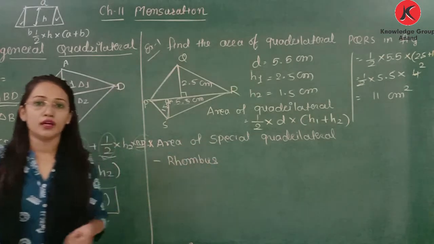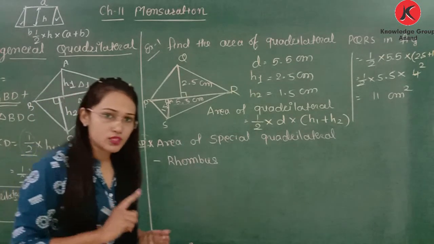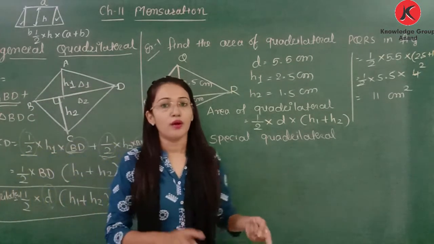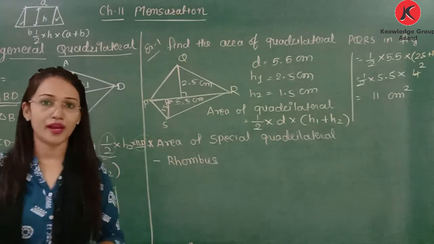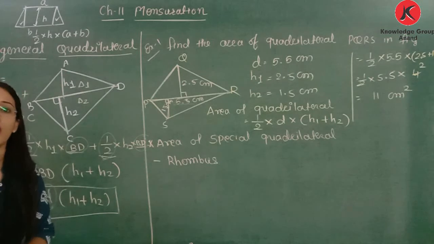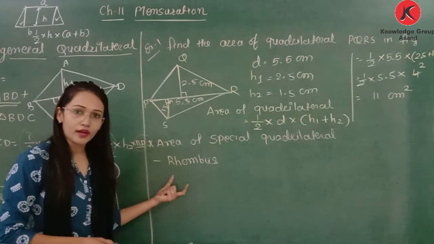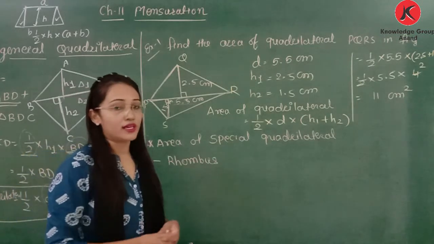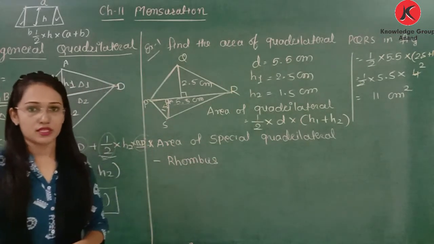We already learned in the third chapter that some special quadrilaterals are there. That is a square, rectangle, parallelogram and rhombus. Why are these special quadrilaterals? Because they have some special properties. In a square, all sides are equal, all angles are right angles, and diagonals are perpendicular bisectors.